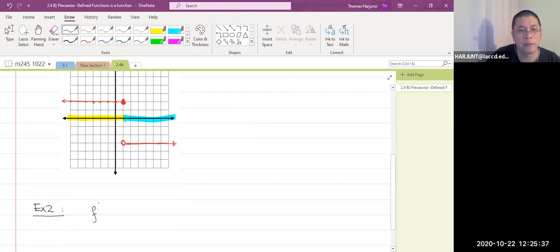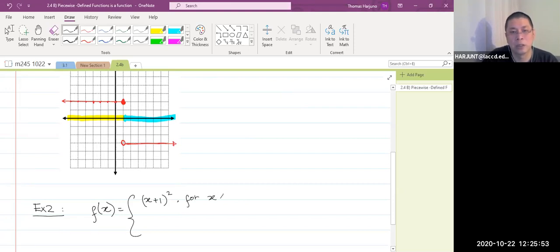Let's say f(x) is equal to (x plus 1) squared for x less than 0, and 2x minus 1 for x greater than or equal to 0.